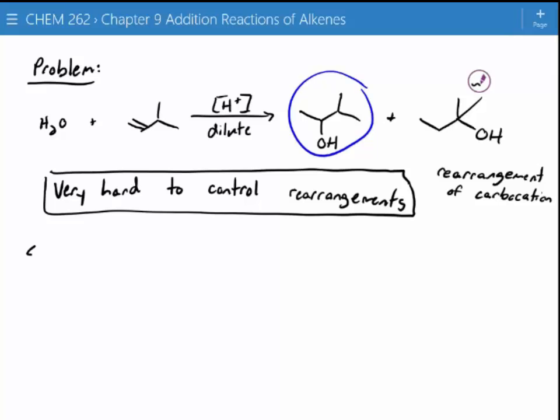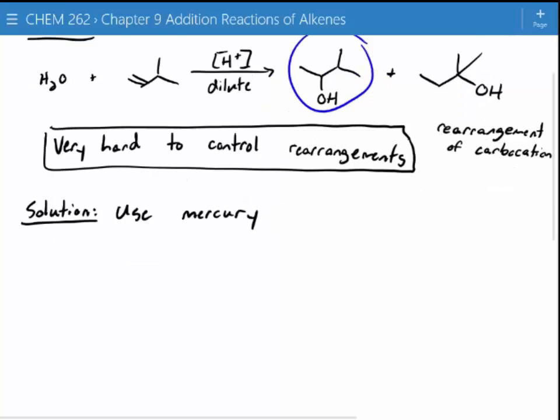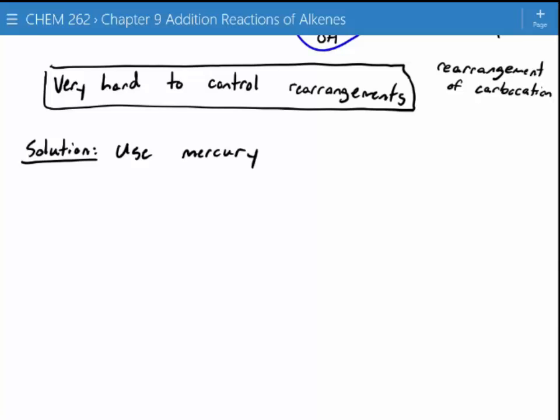And the solution is admittedly a pretty dirty solution, but a very efficient one, and it involves the use of mercury. So the solution is to use mercury. Mercury is a pretty nasty, potent neurotoxin and terrible for the environment, but as long as we dispose of the waste correctly and handle it safely in lab, it's not that bad. So there are a few different steps for this reaction. We'll do step one.